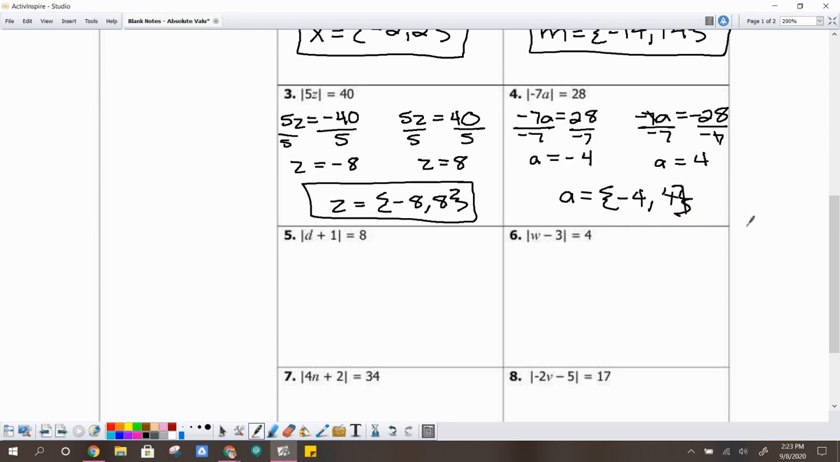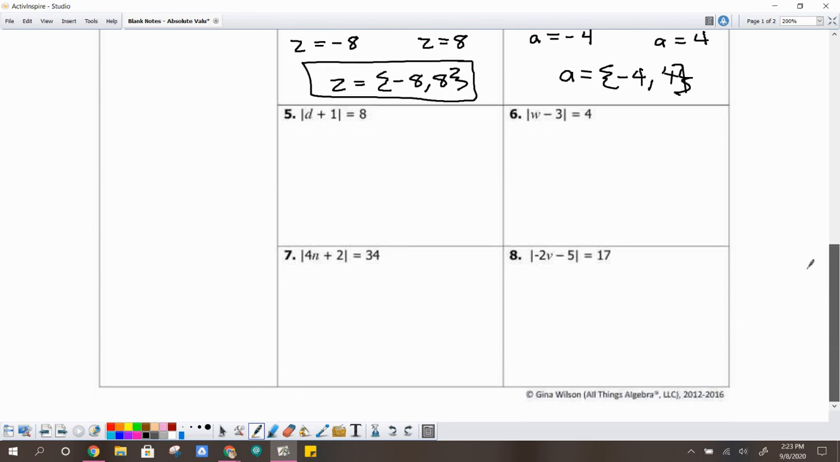There we go. All right, so number 5. Step 1, make sure it's isolated. It is. Step 2, we're going to put this number on the outside as a positive and negative version set equal to what's on the inside. So d plus 1 equals 8. d plus 1 equals -8.